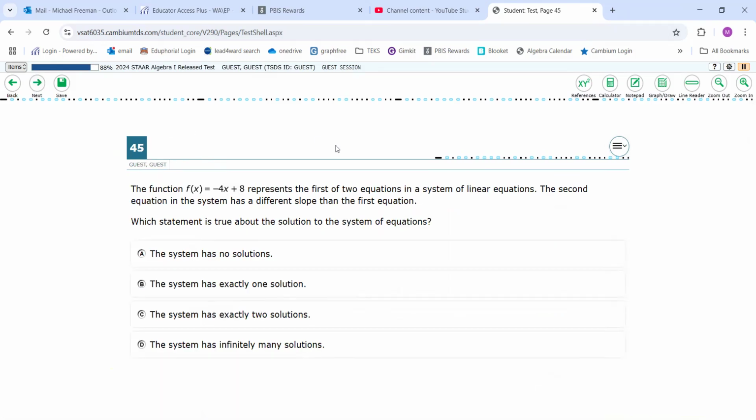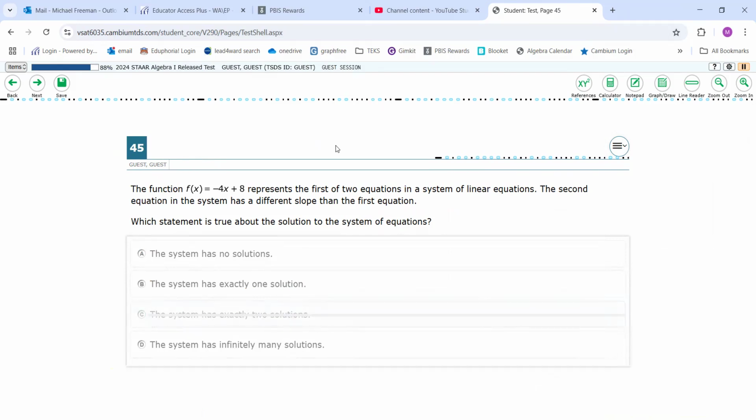All right, the function f of x equals -4x plus 8 represents the first of two equations in a system of linear equations. The second equation in the system has a different slope than the first equation. Which statement is true about the solution to the system of equations? All right, so let's see. We know our three types of solutions are no, infinite, or one. Never is there two solutions.